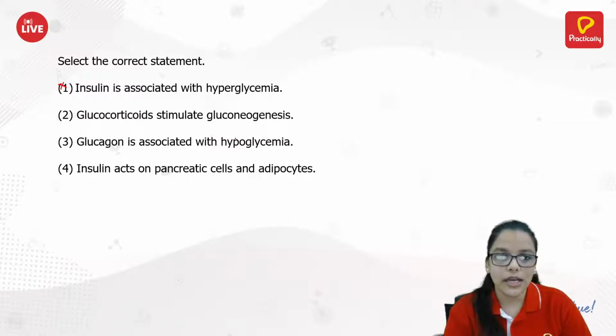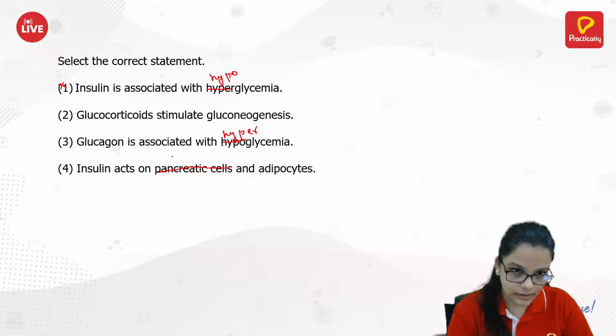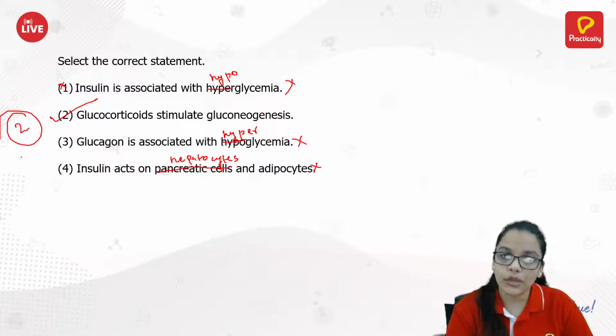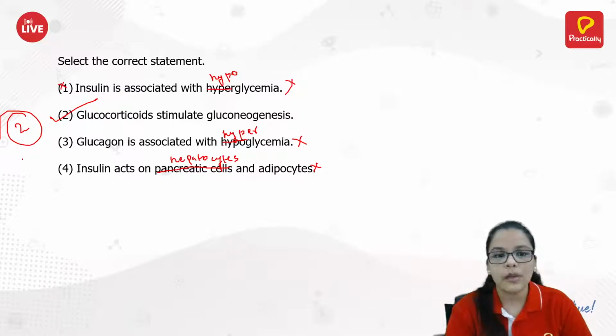Glucagon is associated with hypoglycemia. This will be hyperglycemia. This will be hypoglycemia. Okay, and insulin acts on pancreatic cells and adipocytes. No. Adipocytes and hepatocytes. Okay, so all 3 of them are wrong. This is wrong, this is wrong, this is wrong. So the correct answer is 2. Insulin is associated with hypoglycemia, glucagon is associated with hypoglycemia, and insulin acts on hepatocytes and adipocytes.